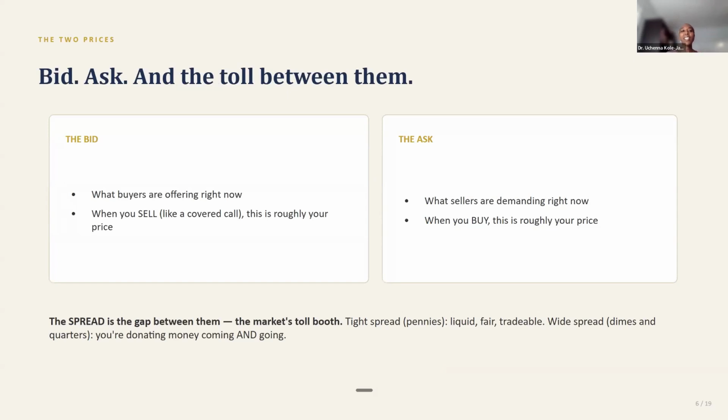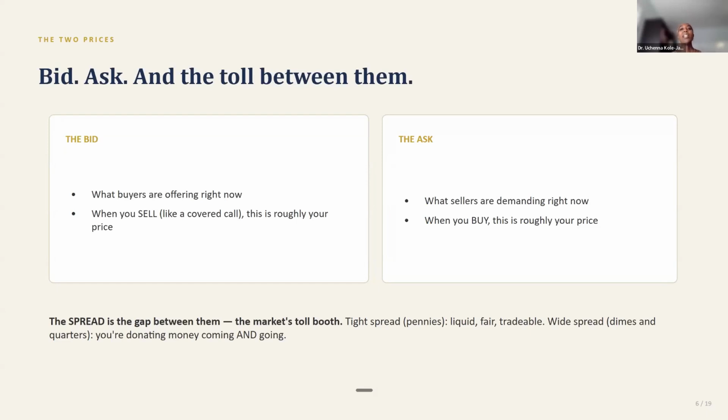Okay, so what exactly is the bid? The bid is where we sell our options at. It's a column on the option chain. That's what the buyers are offering right now. When you sell, like a covered call, this is roughly your price. The ask is what sellers are demanding right now. When you buy, you're buying at the ask price.